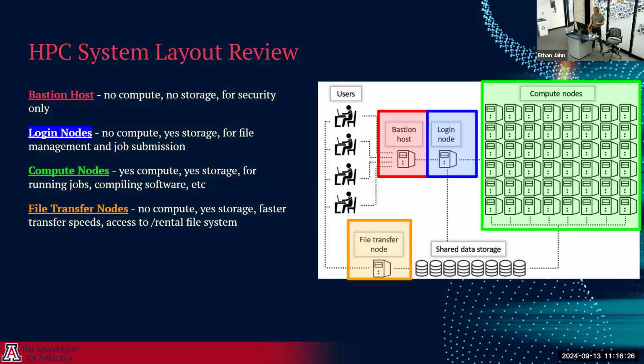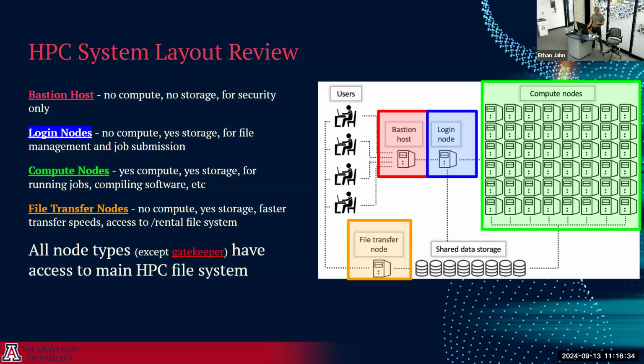So those are the different node types. Let's continue on. All node types except for the bastion host, or gatekeeper as it's also known, have access to the HPC file system. So whether you're on a login node, compute node, or a file transfer node, you should have access to the main HPC file system. If you do not have access to the main HPC file system, you are not on one of those nodes.